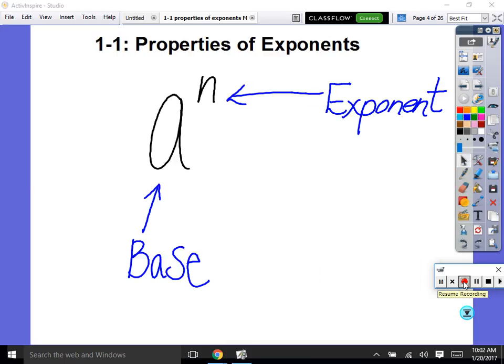I've taught this many years, and I promise if you are only partially paying attention, you will not be able to do this, and it's going to be hard. But if you pay attention, I'm going to explain it very slowly and make sense of it. Okay, so we're going to be doing properties of exponents today.